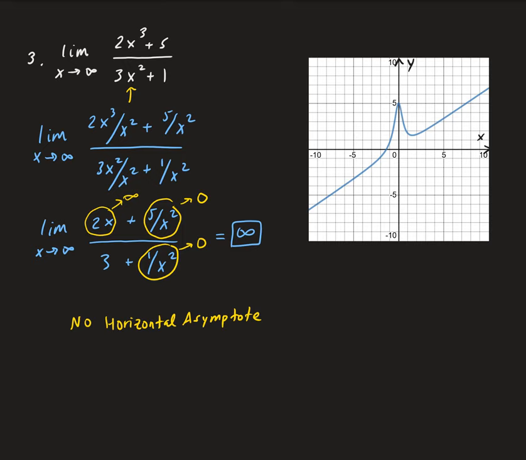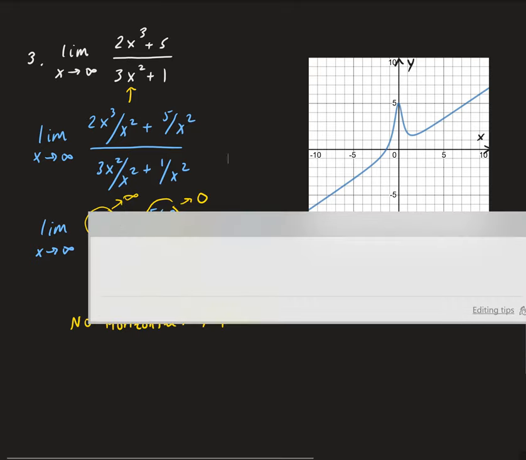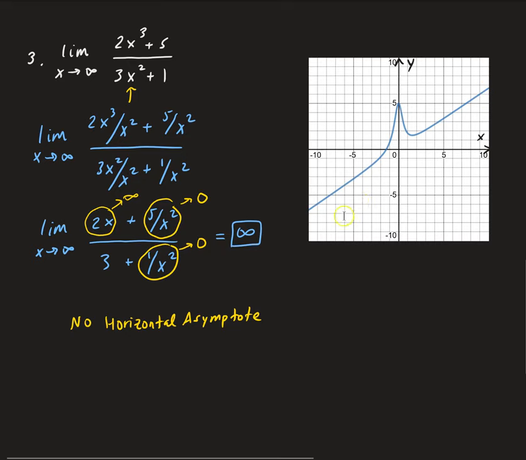But we do have something called a slant asymptote here. You can see that this graph is following a line, so it's approaching a line that is neither horizontal nor vertical. We call these slant asymptotes, or sometimes they're referred to as oblique asymptotes. So this will be discussed in another video.